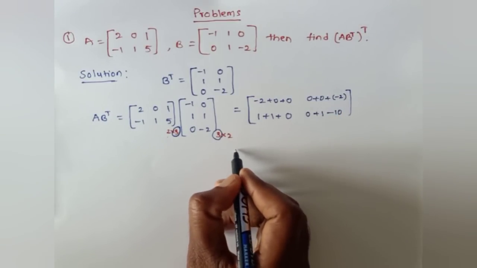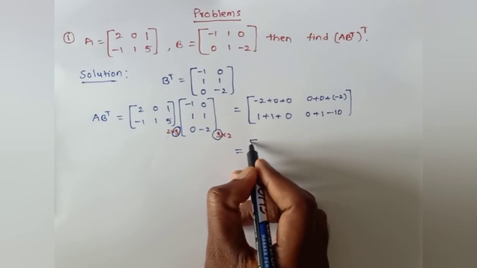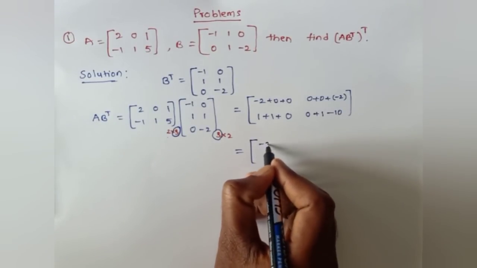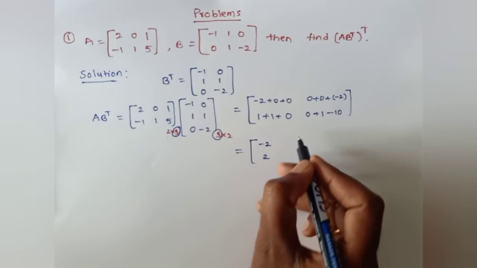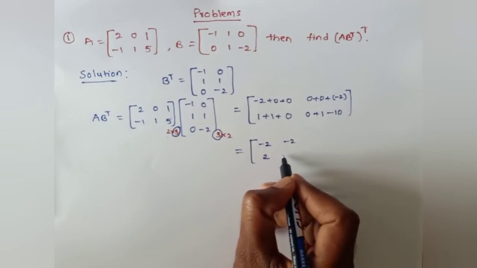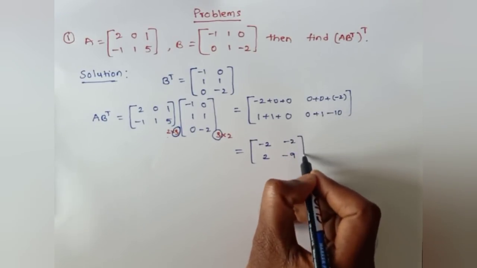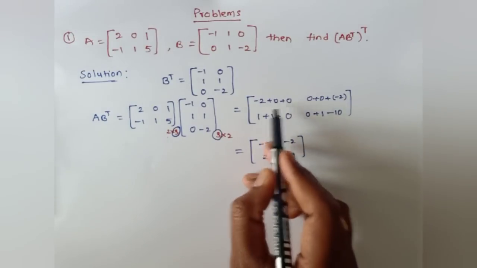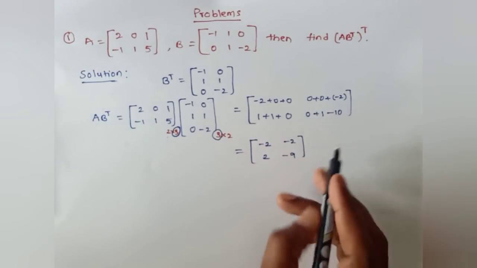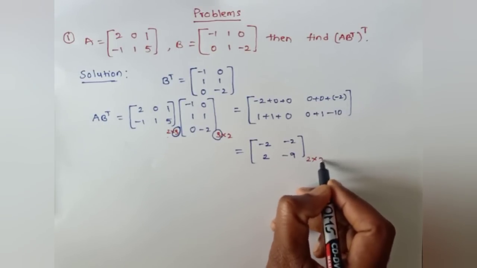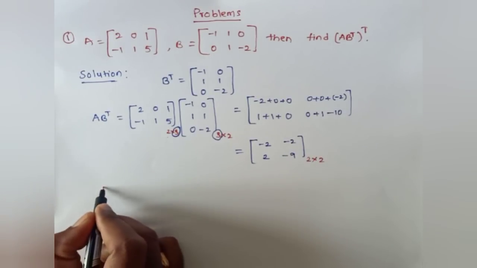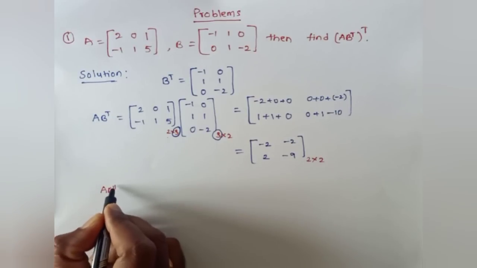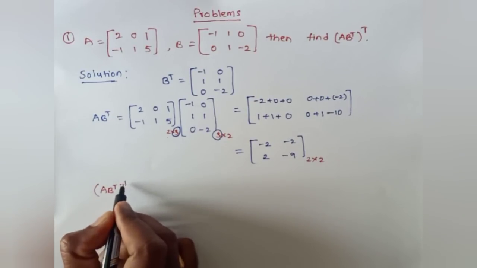Right. So this AB transpose is minus 2, 2, minus 2 and minus 10. So it is a 2 by 2 matrix. Now here we need to find (AB transpose) whole transpose.